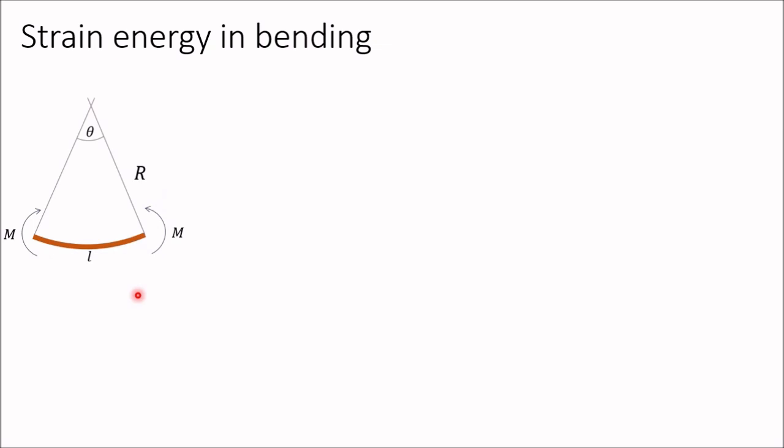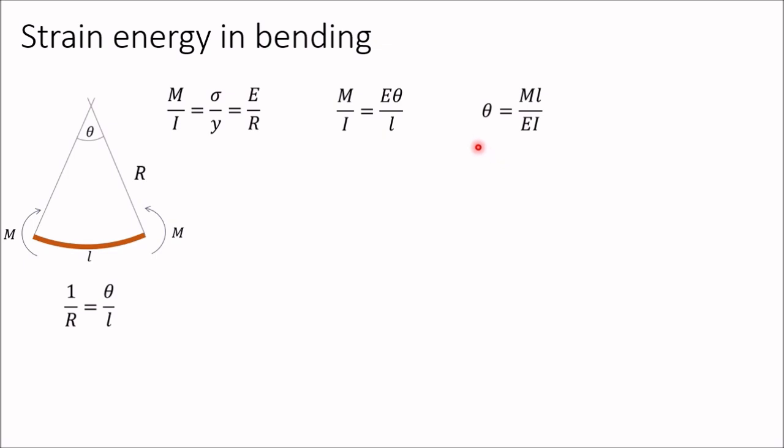From the arc-by-radius formula, we get 1 by r is equal to theta by L. We also know from the bending equation, M by I is equal to sigma upon y is equal to E by r. In this equation, in place of 1 by r, write theta by L, then you will get M by I is equal to E theta by L. Further, we can rewrite this as theta is equal to ML upon EI.